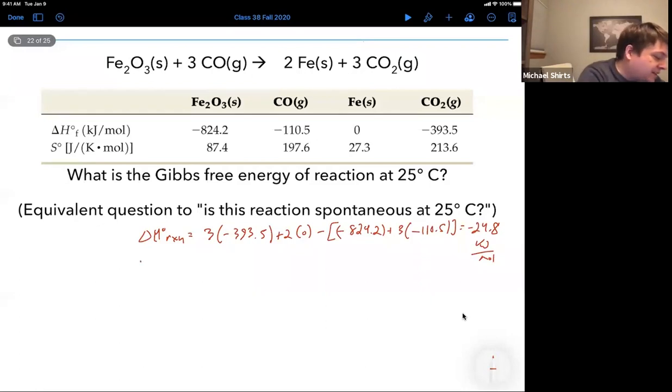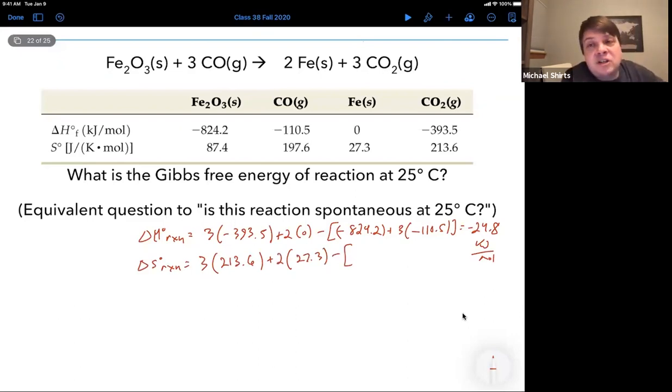Now we need to calculate delta S of reaction. And so that is 3 times, going to be the same stoichiometric coefficients because we're looking at products versus reactants, 213.6, the standard state entropy of carbon dioxide, plus 2 times 27.3. That's for iron. It's not 0 this time because it's an entropy. And all these numbers are in joules per mole Kelvin.